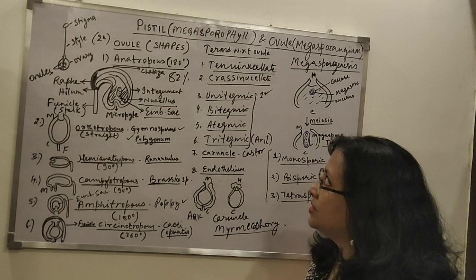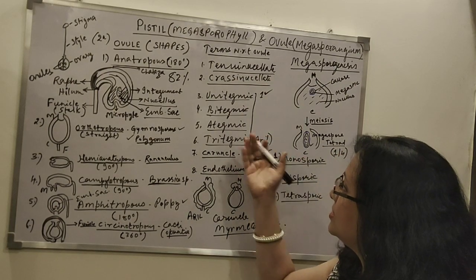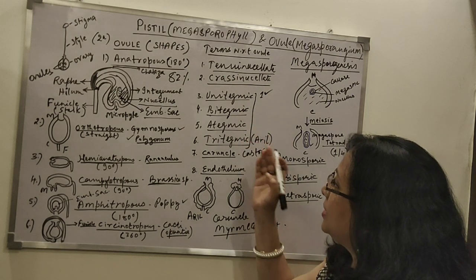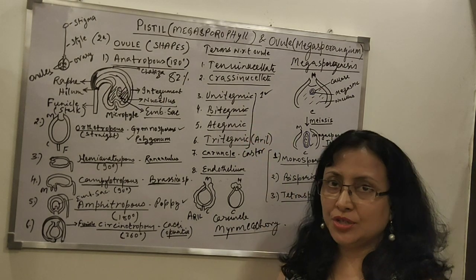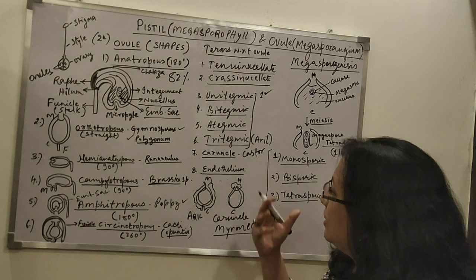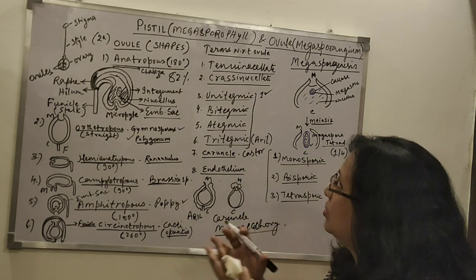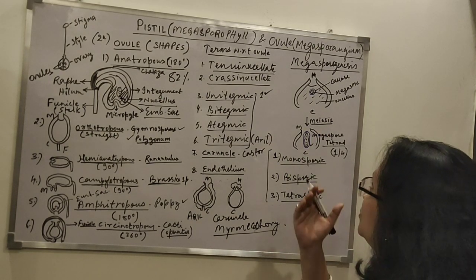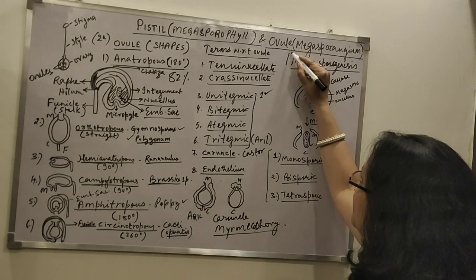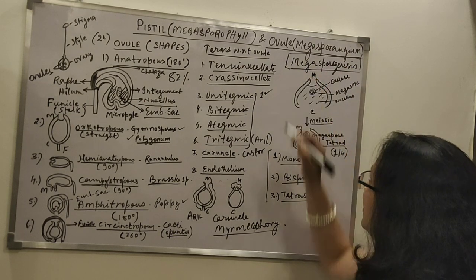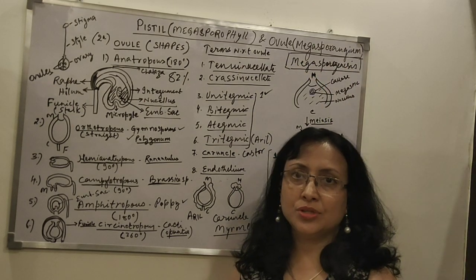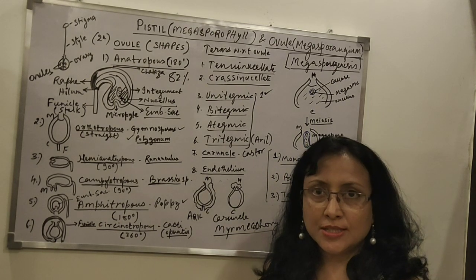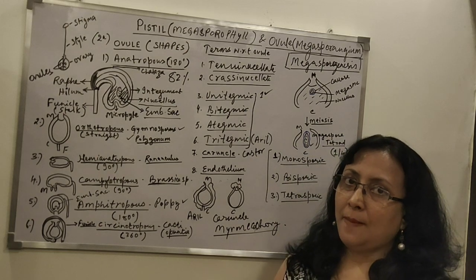So we have summarized all these points, that is tenuinucellate, crassinucellate related to nucellus, then unitegmic, bitegmic, ategmic, tritegmic related to the integument, and even caruncle and endothelium. So these all are terms related to ovules. Moving further to a very important part of this topic, that is megasporogenesis. Just like you study microsporogenesis, the formation of the microspores, megasporogenesis is nothing but the formation of megaspores.